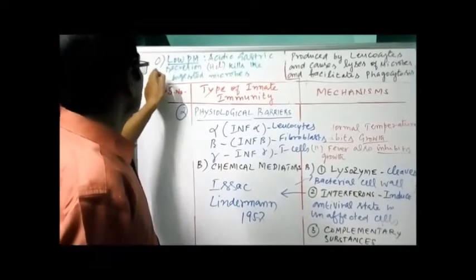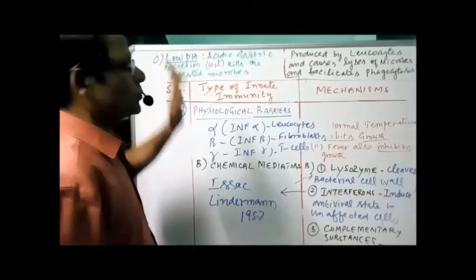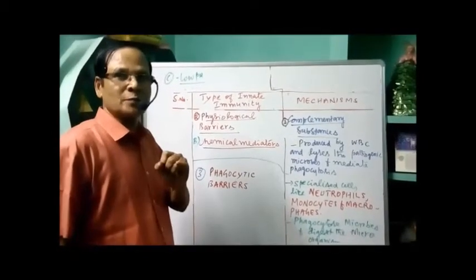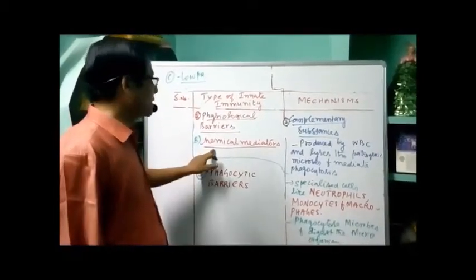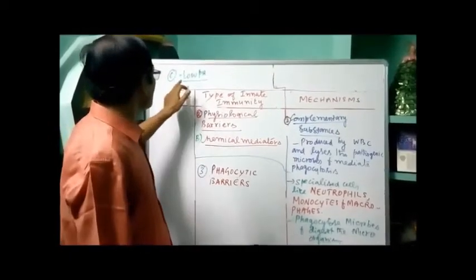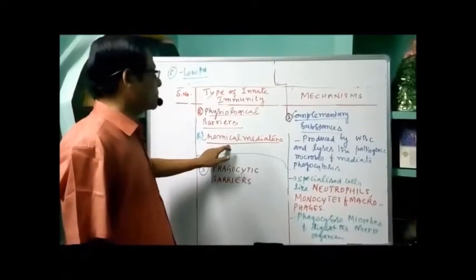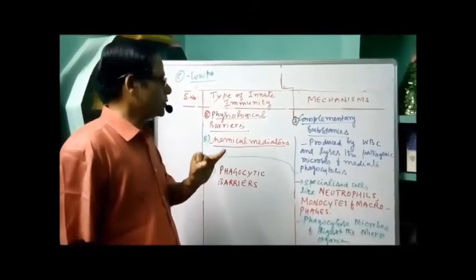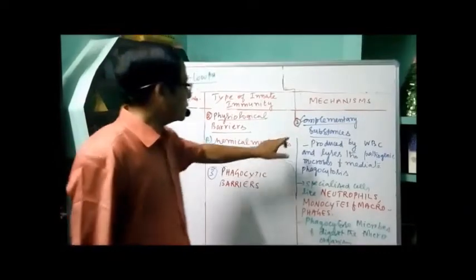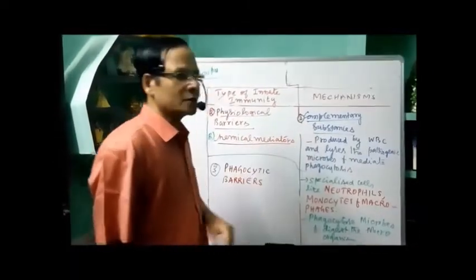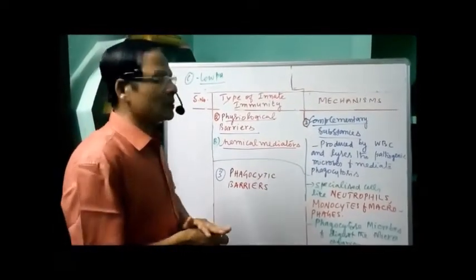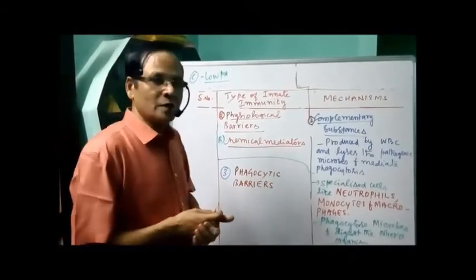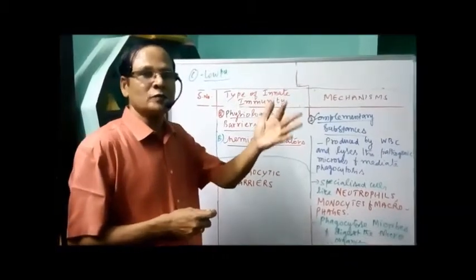Now the third one under this physiological barrier is the low pH. Under the physiological barriers, I have discussed number 1 the temperature, number 2 the chemical mediators, and number 3 the low pH. Under the chemical mediators we have number 1 lysozyme, number 2 interferons, and number 3 the complementary substances. These are all enzymatic proteins mainly produced by the WBCs. Their main function is to mediate phagocytosis.